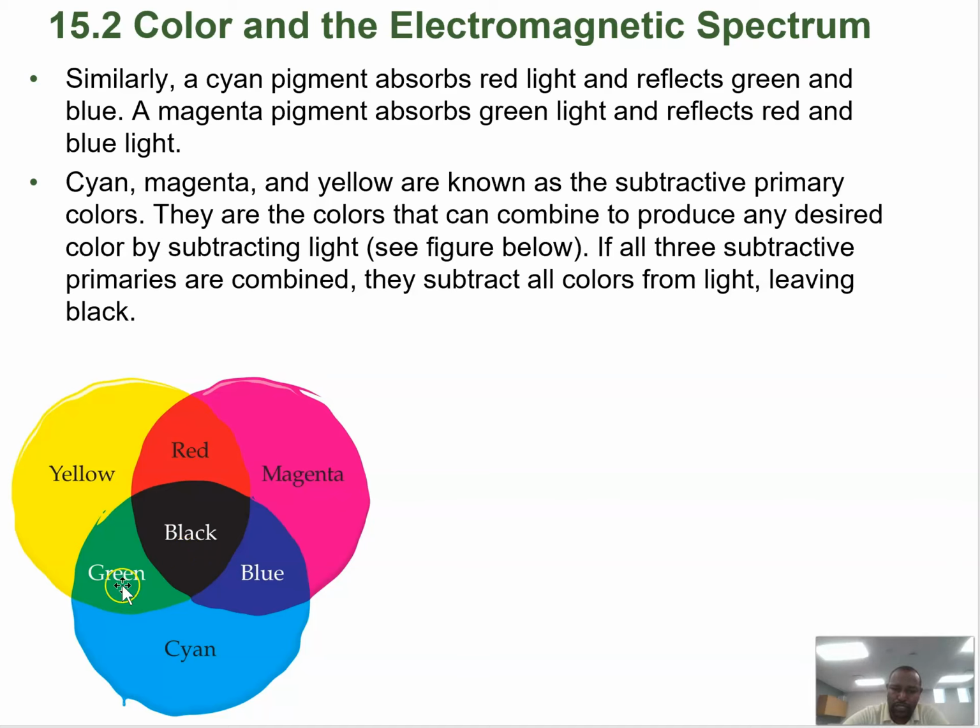But these two produce this, these two produce this, and these two produce this, because this is a color that is combined between these two, this is a color which is a combination of these two, and this is a color of the combination of these two.